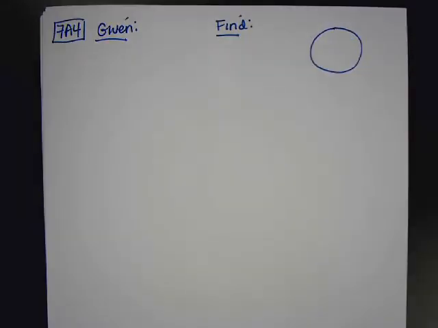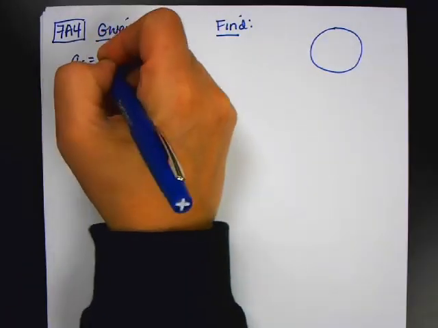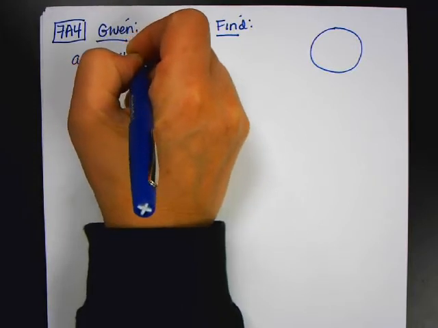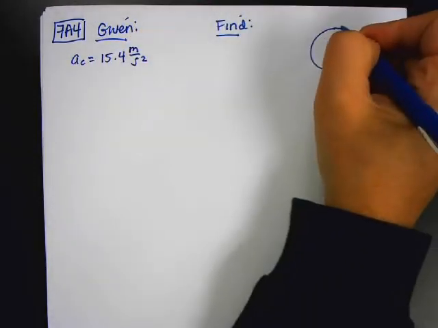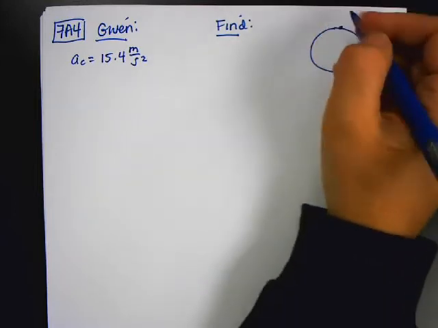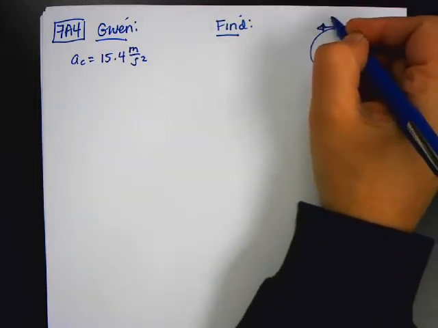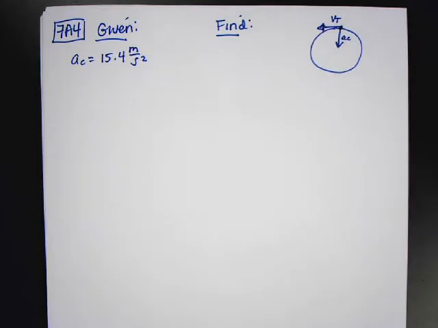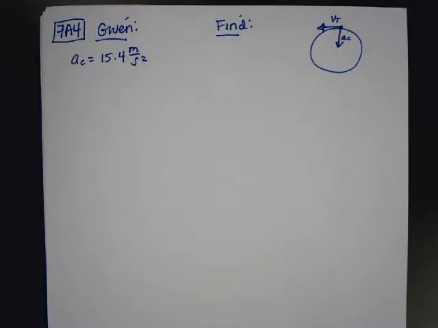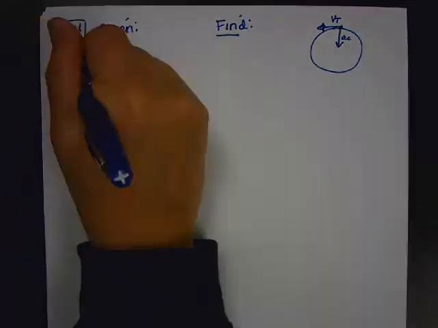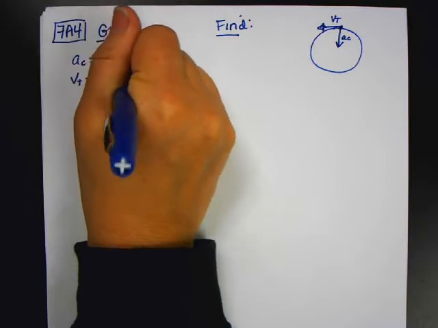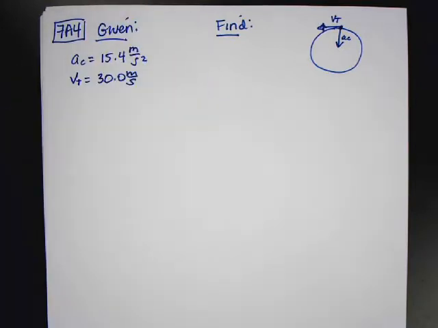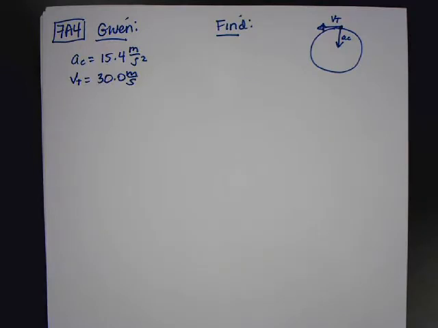And it has a centripetal acceleration of 15.4 meters per second squared. So if I just pick an arbitrary point, I don't know if it's going clockwise or counterclockwise. Again, the tangential velocity is perpendicular to the centripetal acceleration. If the car has a tangential speed of 30 meters per second, what is the distance between the car and the center of the track?